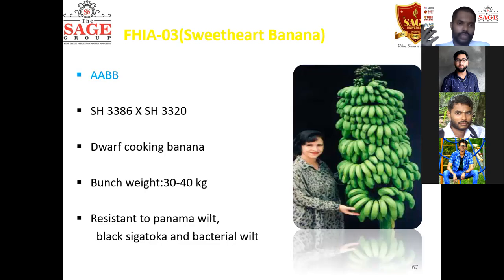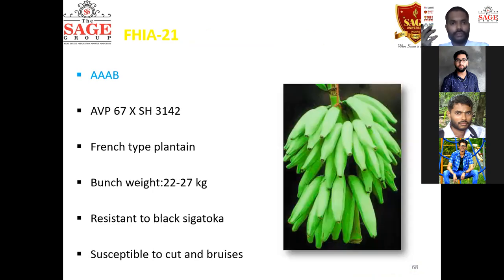Then AA, BB. This is also a hybrid between these two parents. SH-3386 and SH-3320. This is a cooking dwarf banana, with bunch weight 30 to 40 kg, resistant to Panama wilt, black Sigatoka as well as bacterial wilt. Then FHIA-21. This is also a French plantain type, a plantain cooking banana, that is resistant to black Sigatoka.